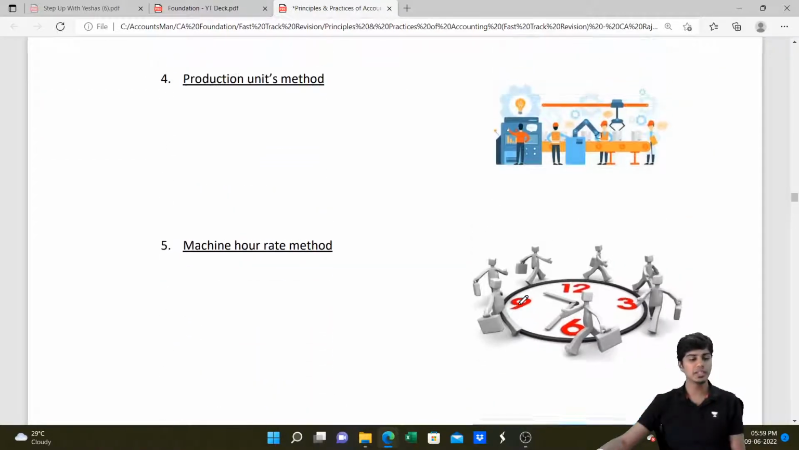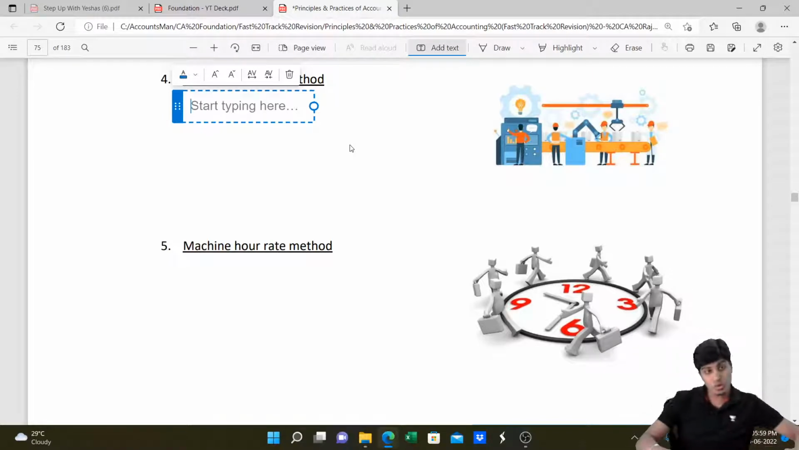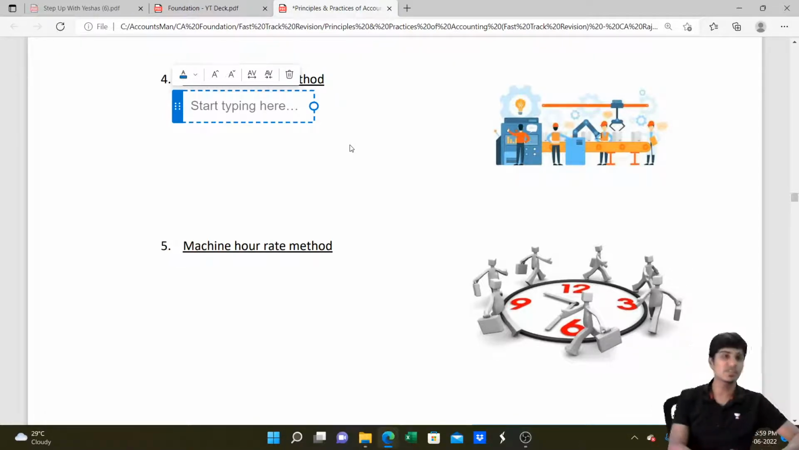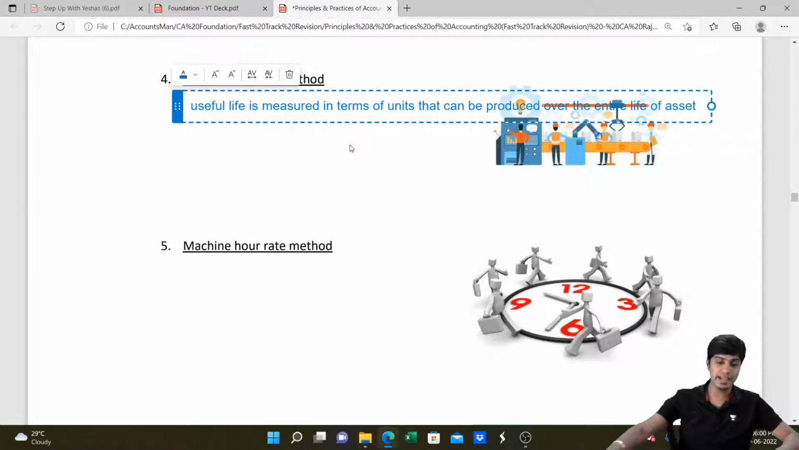Then we have the production units method. Under the production units method, the useful life of the asset is measured not in terms of years, but in terms of units that can be produced in the entire life of the asset. What is it? Useful life is measured in terms of units that can be produced over the entire life of the asset.